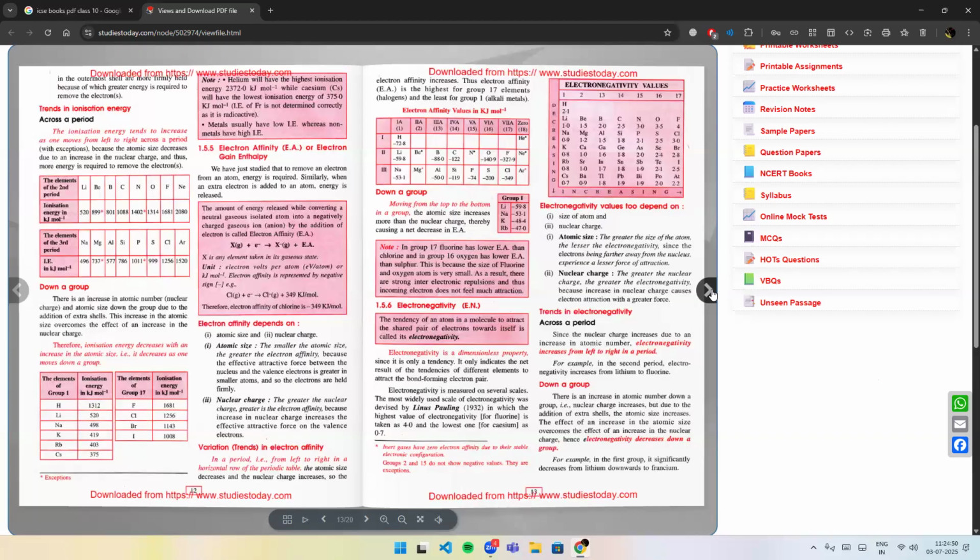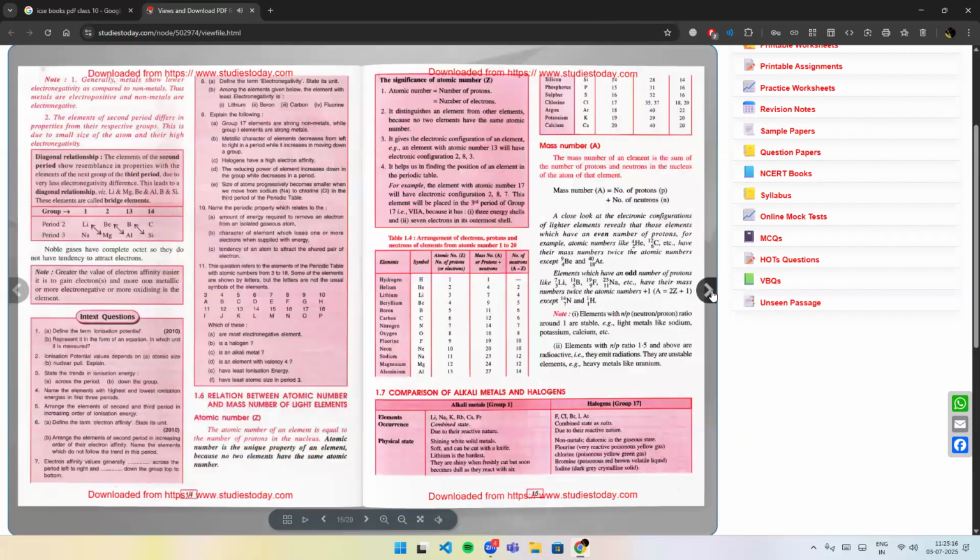Down a group. There is an increase in atomic number down a group, that is, nuclear charge increases. But due to the addition of extra shells, the atomic size increases. The effect of an increase in the atomic size overcomes the effect of an increase in the nuclear charge. Hence, electronegativity decreases down a group. For example, in the first group, it significantly decreases from lithium downwards to francium.